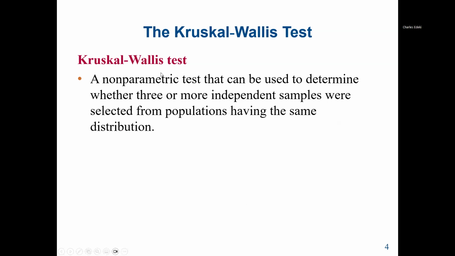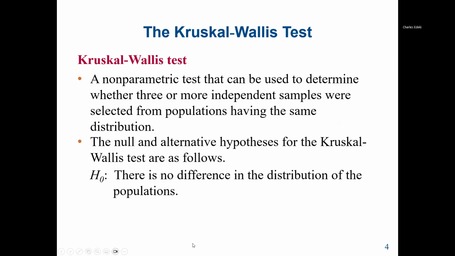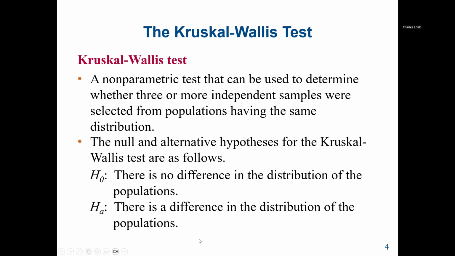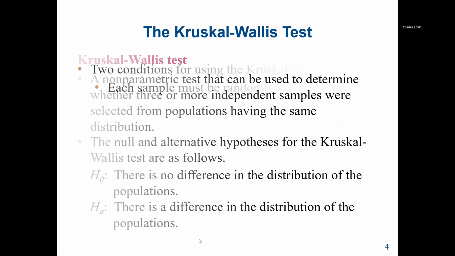So a Kruskal-Wallis test is a non-parametric test that can be used to determine whether 3 or more independent samples were selected from populations having the same distribution. The null and the alternative hypotheses for the Kruskal-Wallis test are as follows. H0, the null hypothesis, is there's no difference in the distribution of the population. And HA, there is a difference in the distribution of the population.